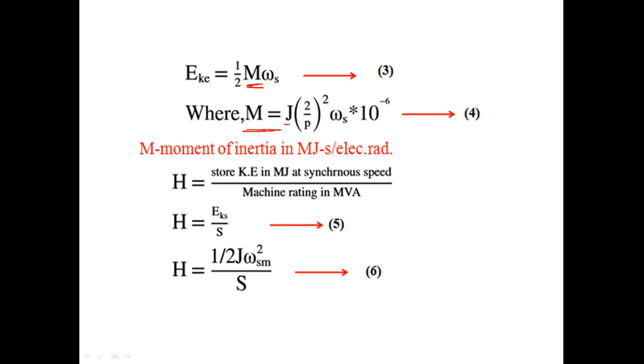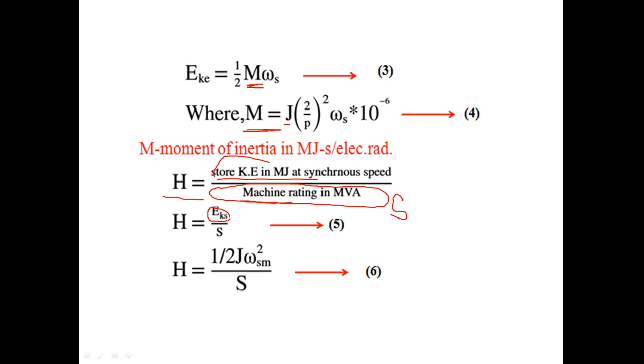Another constant that is used is H, the inertia constant. The inertia constant is defined as the ratio of stored kinetic energy in megajoules at synchronous speed to the machine rating in MVA. It is represented by S, which represents the power rating of the machine in MVA. Here the kinetic energy is defined by the previous equation, E suffix KE.